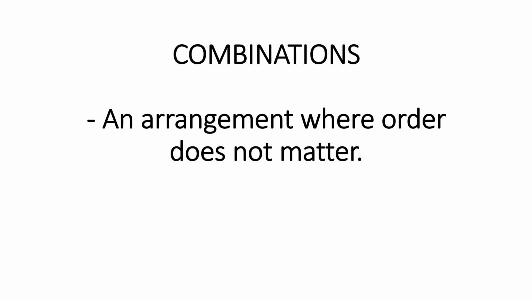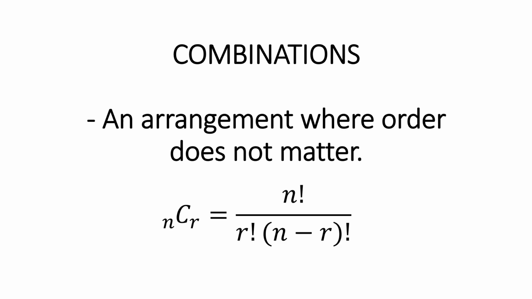To summarize, combination is an arrangement where order doesn't matter. So, you can just select or choose from the given set of groups. Remember that the formula used is combination of n objects taken r at a time, wherein n is the total number of objects and r is the number of objects that you need to choose or to select from the group.